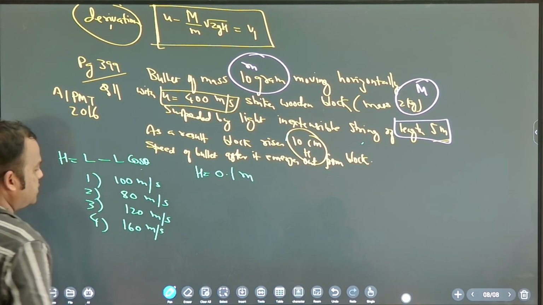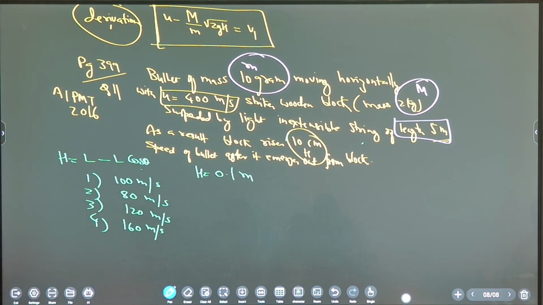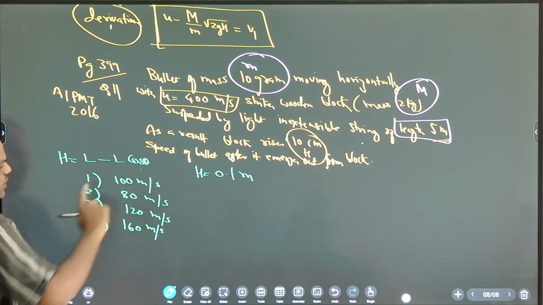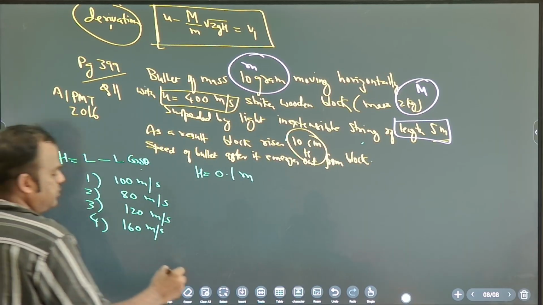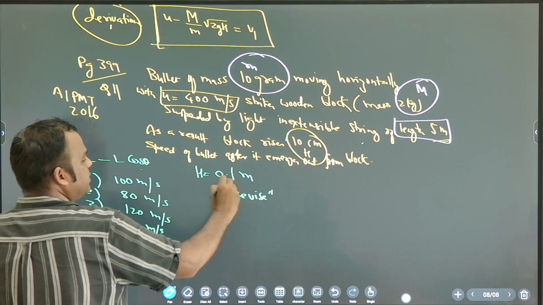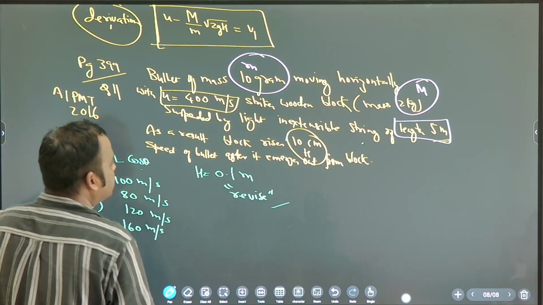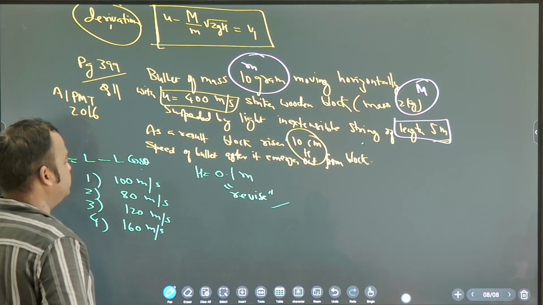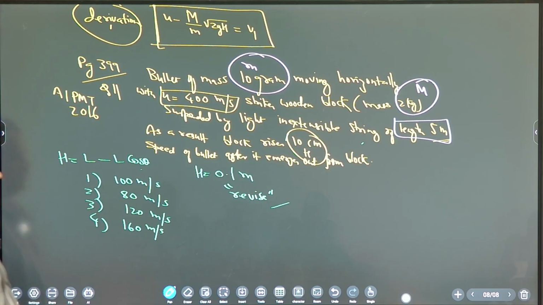Tell me which is the correct answer. Calculate. Which one? Tell me. 120. Okay, so revise it. If you do not understand, I will teach again, no problem. Just substitute the value and tell me what is the answer. Okay, fine. Then we'll continue.